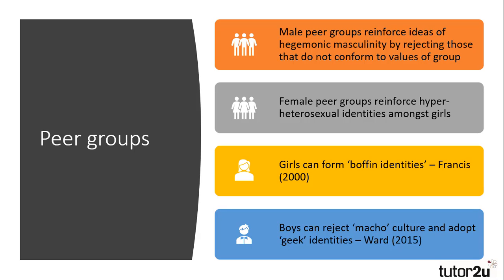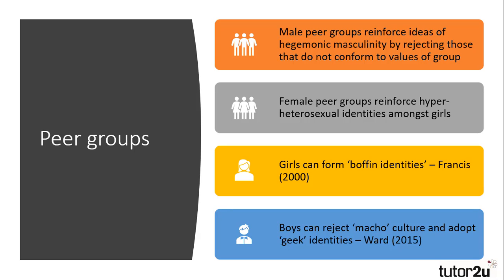Firstly, we'll look at the role of peer groups in the shaping of gender identity. One way in which boys' gender identity is shaped by peer groups is through the promotion of hegemonic masculinity as being the norm. This is seen in research by Willis, Ward and Epstein, with male pupils who do not conform to masculine identities, including the rejection of education, being rejected by the peer group, abused and having their sexuality questioned, all of which can influence a male's gender identity.